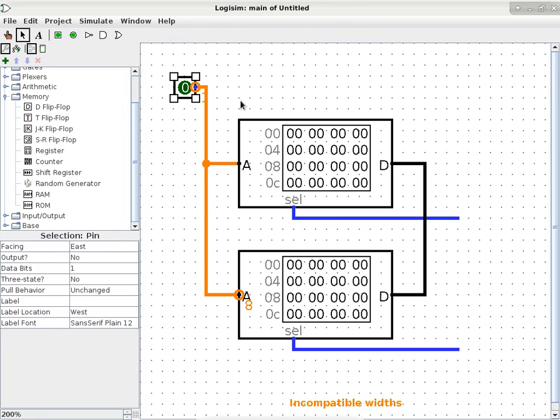Now, when you see an orange wire, you can read the bottom of the screen, which many of you cannot because you're in the back of the classroom. It says incompatible widths. And that's because the width of the A interface is configured to be 8 bits at this point, but the input pin is configured to only have 1 data bit. So it's time to change this to match the width of the address pin. So now it has the correct width to do that.